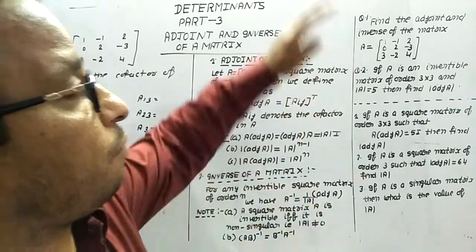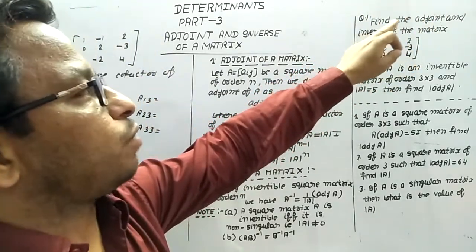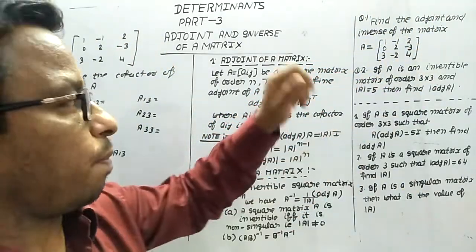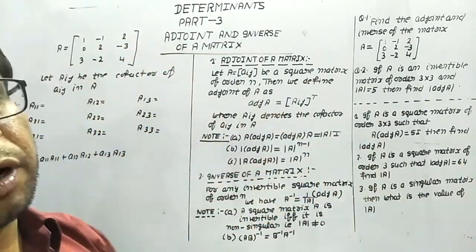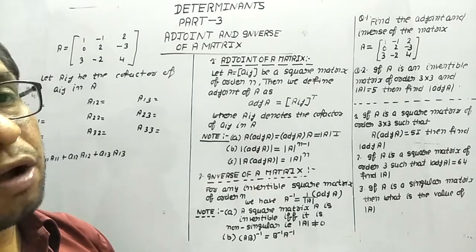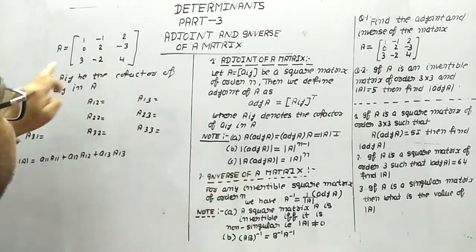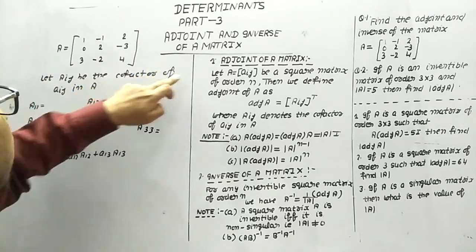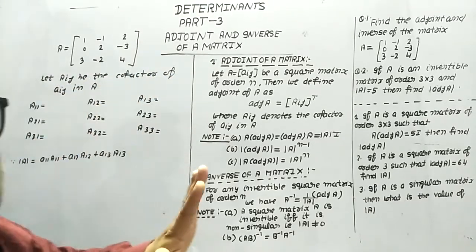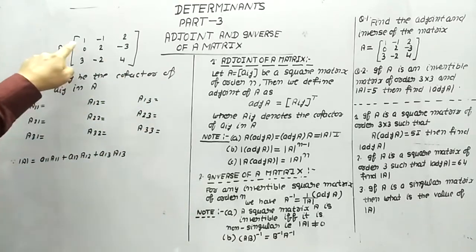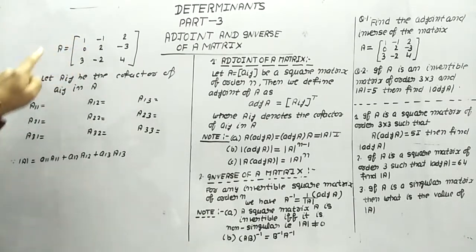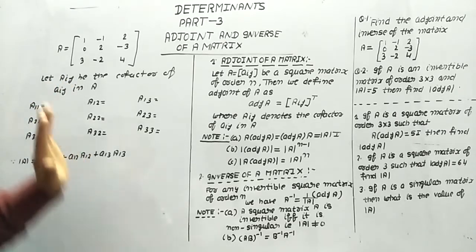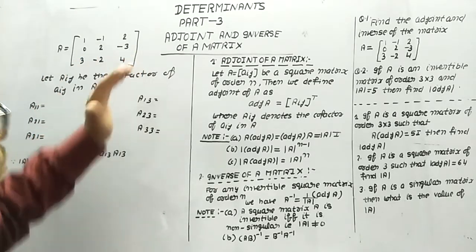Now first of all, one question: find the adjoint and inverse of the matrix. So this is the question. To find the adjoint and inverse, first of all we have to calculate the cofactors. Now let Aij be the cofactor of aij in A. If an element is small a11, then its cofactor is capital A11. So first we will find all the 9 cofactors.